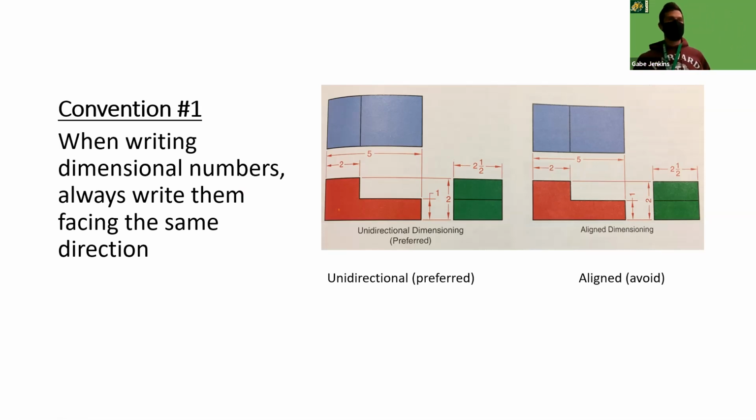When you're writing dimensional numbers, like the 5 here, or the 2, or the 1, or the 2, or the 2.5, you always write them facing the same direction, right? So it's called unidirectional. Uni means one, directional means direction. So when you're writing these numbers, they should always be unidirectional. And you're trying to avoid doing this, where some of the numbers are written one way, and for the others you'd have to turn your head to see it. You're trying to make it so that every time somebody's looking at this, it's really easy to figure out what the numbers are, and you don't want them to have to spin the paper around and look around.